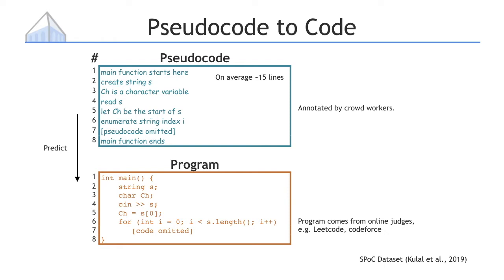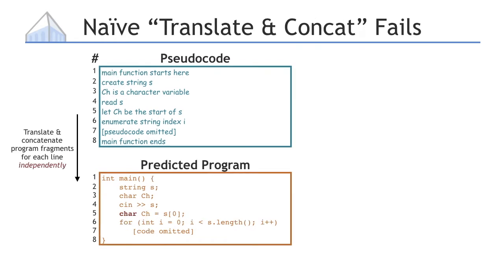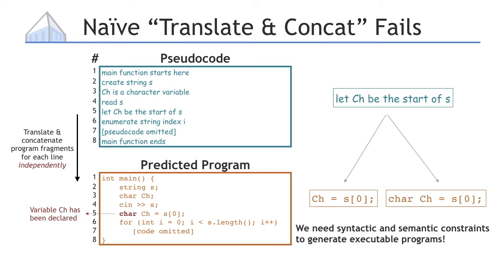It is challenging to learn an end-to-end model. Here is a naive method to solve this problem. It first translates pseudocode into program fragments independently line by line, and then directly concatenates them to form a full program. Unfortunately, this naive approach does not work. The reason is that pseudocode has language ambiguities, and its interpretations depend on the context of the program.